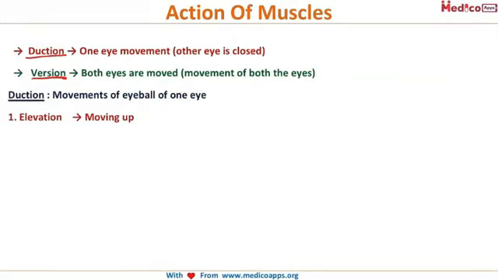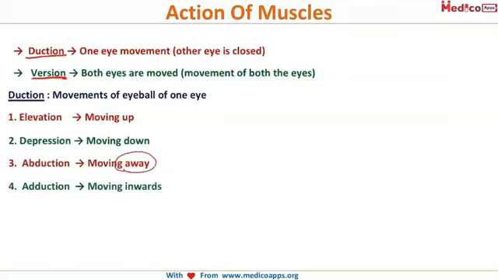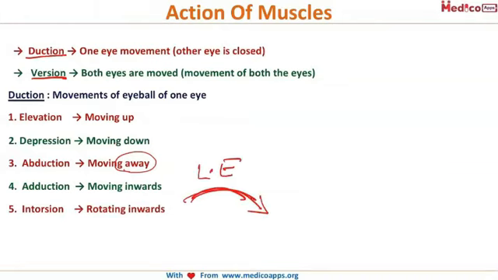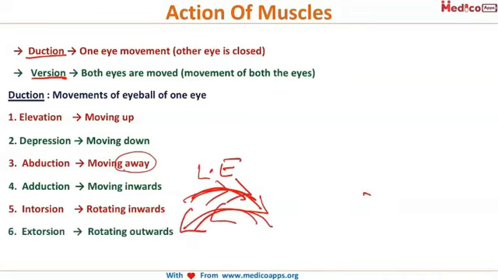Now, elevation means moving up, depression is moving down, abduction is away from the center, adduction is inwards or towards the center, intorsion means rotating inwards like this. Suppose this is your left eye. Intorsion, the eye moves in this direction. Extorsion moves in this direction. Okay, that is extorsion, rotating outwards.